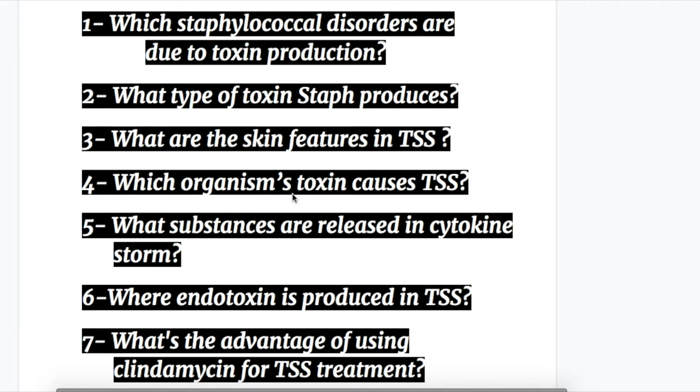Number 2. What type of toxins staph produces? Number 3. What are the skin features in toxic shock syndrome? Number 4. Which organism's toxin causes toxic shock syndrome? Number 5. What substances are released in cytokine storm? Number 6. Where endotoxin is produced in toxic shock syndrome? And number 7. What's the advantage of using clindamycin for toxic shock syndrome?